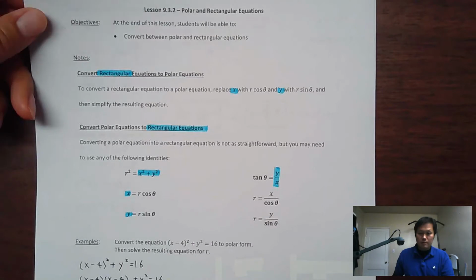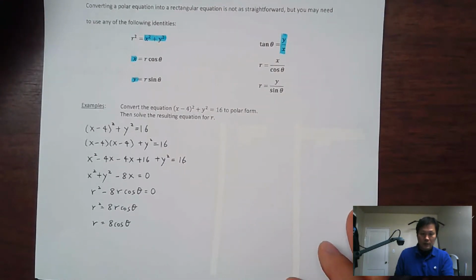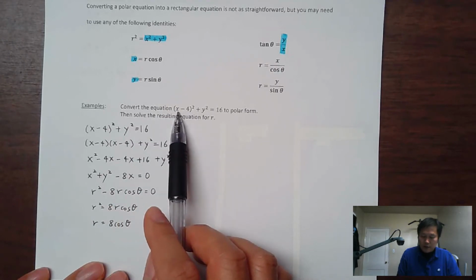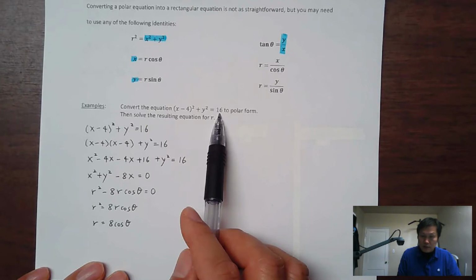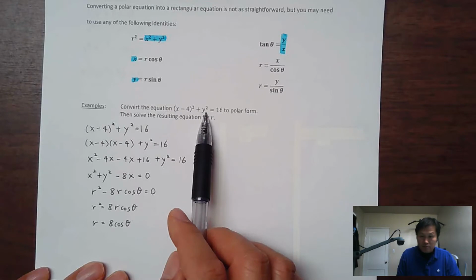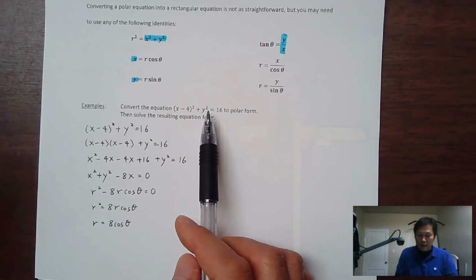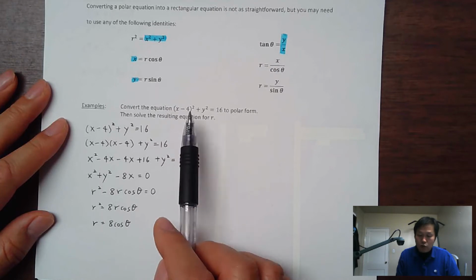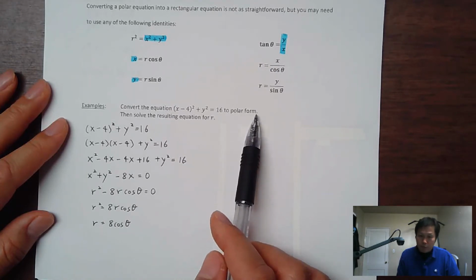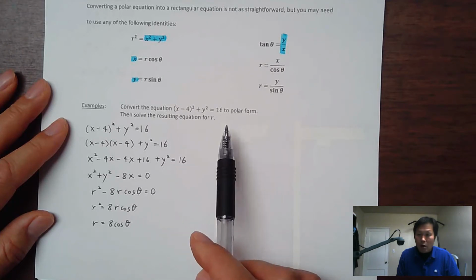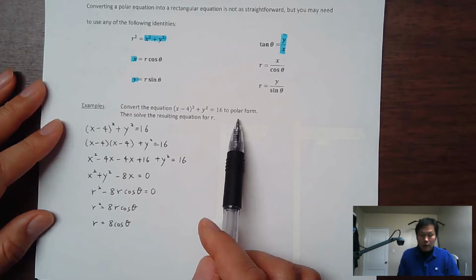So let's look at an example. Convert the equation (x minus 4) squared plus y squared equals 16 to polar form. How do you know this is a rectangular form? Because you see x and y. You don't see r and theta. You want to rewrite this in polar form, meaning you shouldn't have x or y; you should only have r or theta at the end. How do we deal with this?